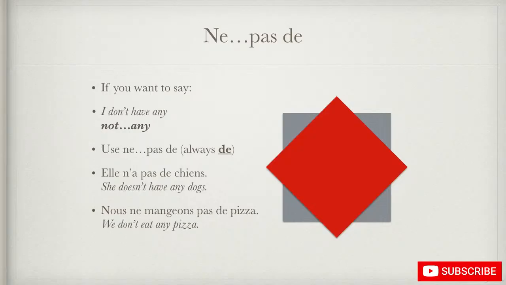And this is different from saying elle n'a pas du chien, or no, a better example would be elle n'a pas de la pizza. She doesn't have the pizza. If I was to say elle n'a pas d'une pizza, that would mean she doesn't have one pizza. If I was to say elle n'a pas de pizza, just as we're talking about here, that means she doesn't have any pizza. So this is the most common one you'll come across, the pas de. So another example is nous ne mangeons pas de pizza. So we don't eat any pizza.